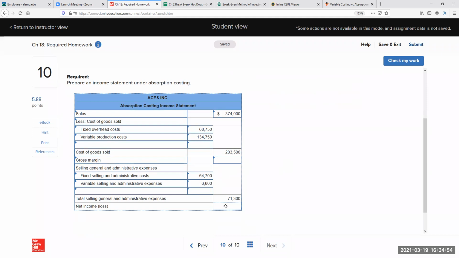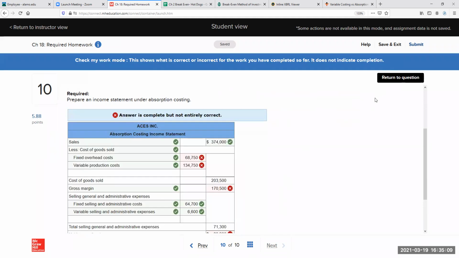Minus 203,500, 170. So I'm going to put 170 there, 500, minus the 71,300 equals 99,200. So I'm going to see my work.